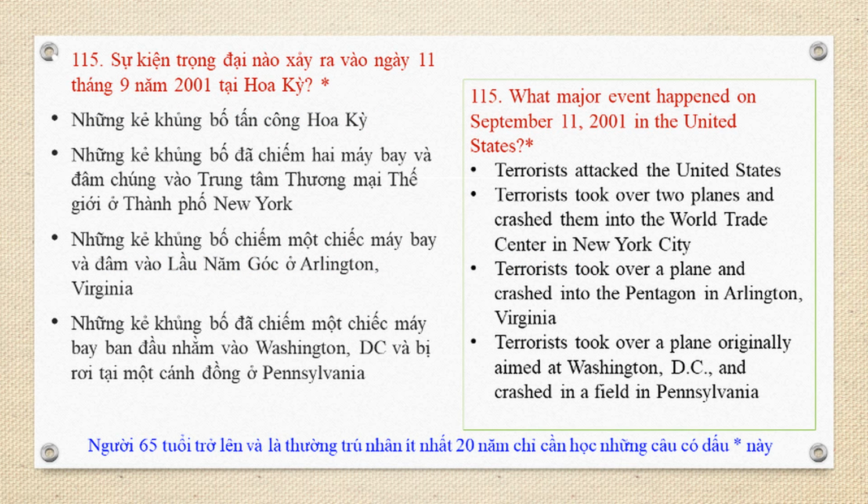115. What major event happened on September 11, 2001 in the United States? Terrorists attacked the United States. Terrorists took over 2 planes and crashed them into the World Trade Center in New York City. Terrorists took over a plane and crashed into the Pentagon in Arlington, Virginia. Terrorists took over a plane originally aimed at Washington, D.C., and crashed in a field in Pennsylvania.